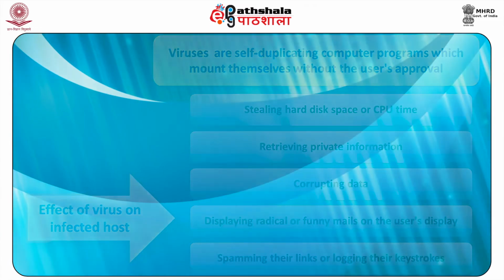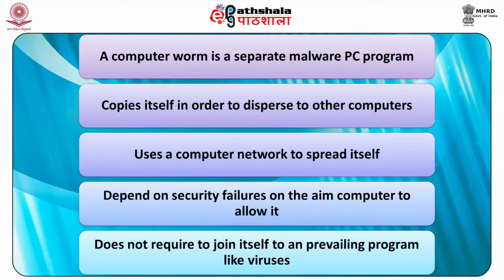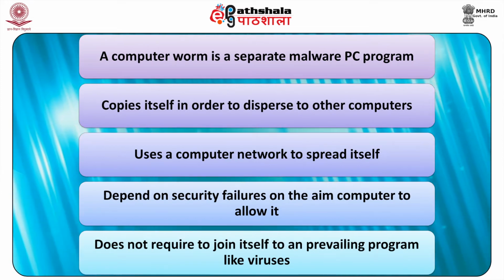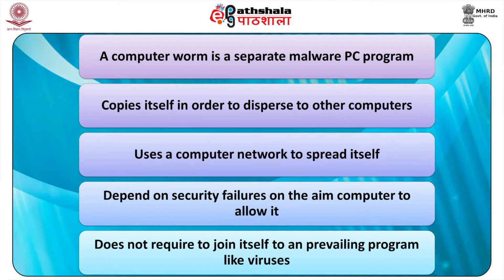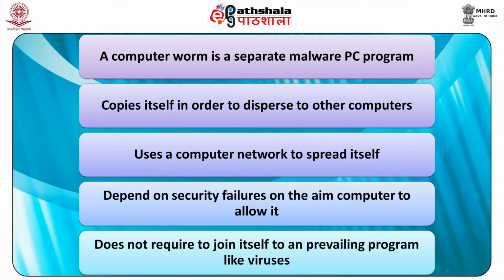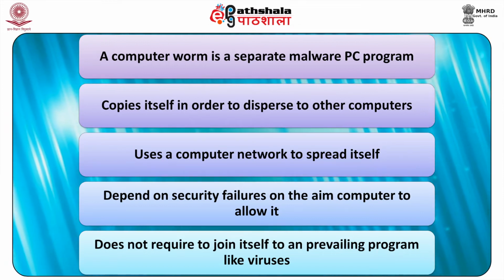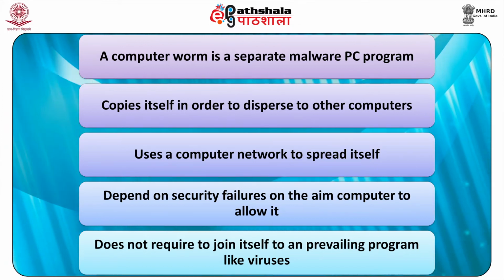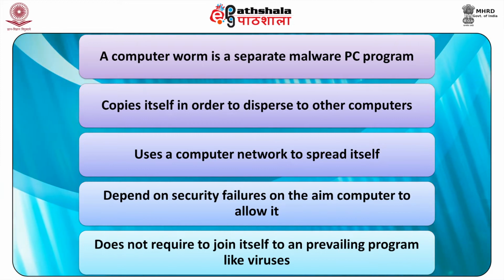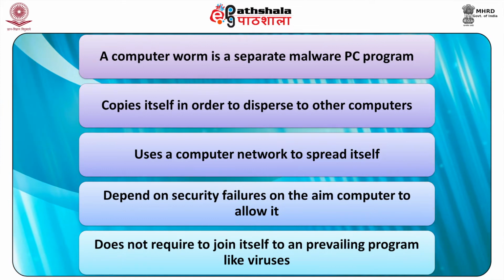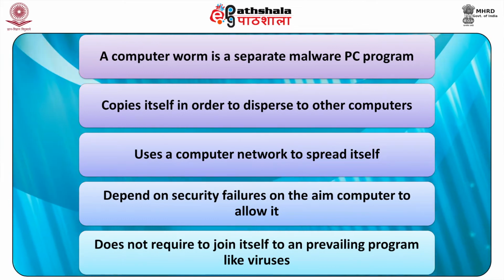On the other hand, a computer worm is a standalone malware computer program that copies itself in order to spread to other computers. Frequently, it uses a computer network to spread itself, relying on security failures on the target computer to allow it. Unlike a computer virus, it does not need to attach itself to an existing program.